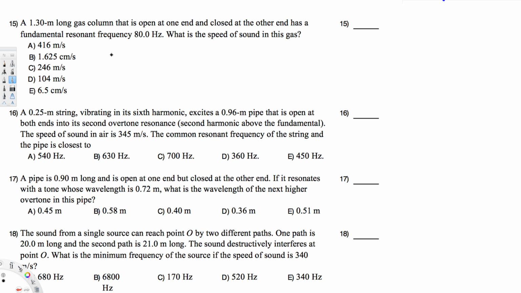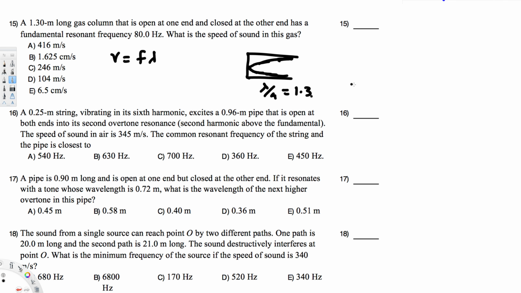To find the speed, we have to use this equation, v = fλ. Here we have the frequency but we don't have the lambda. They are saying this is open at one end and closed at the other end, and this is the fundamental resonance frequency, so this is going to be the wave. If you look at this, it is λ/4, and they have given the length of this gas column, that is 1.3. λ/4 is equal to 1.3.